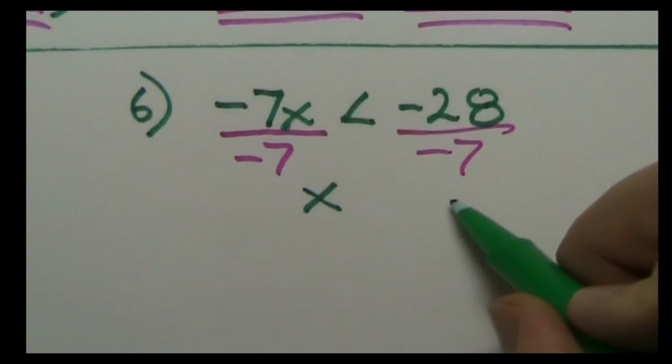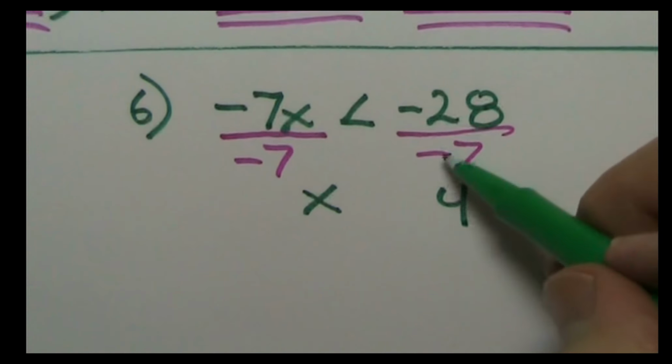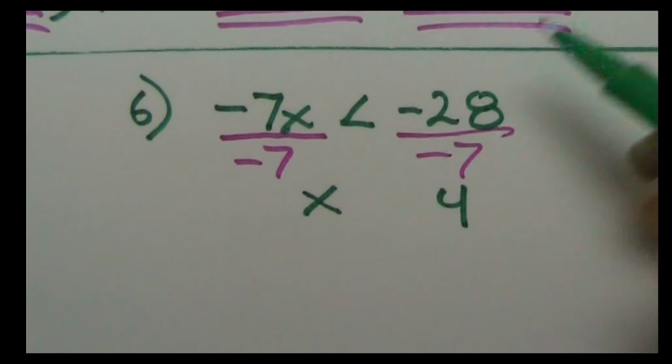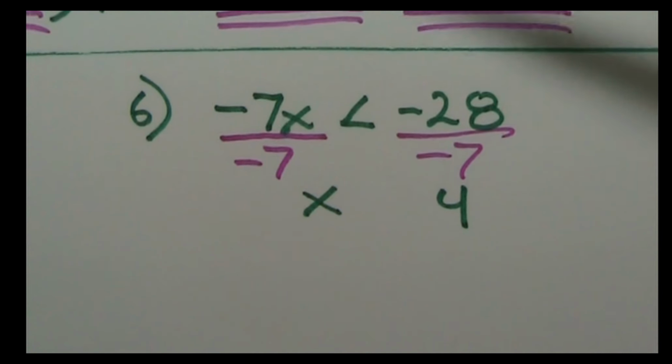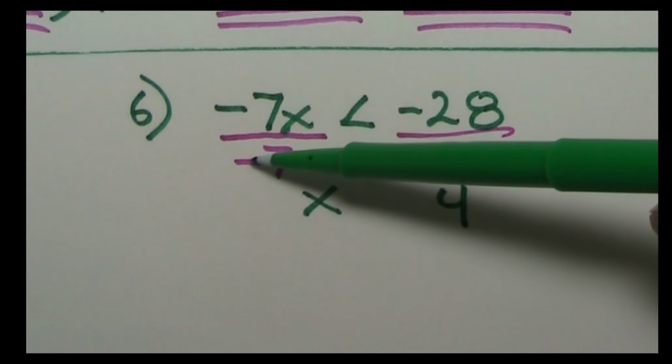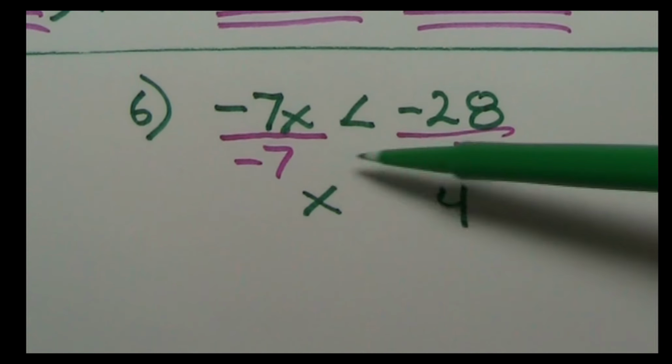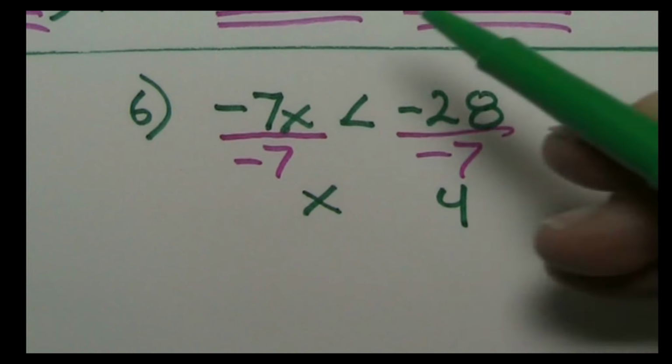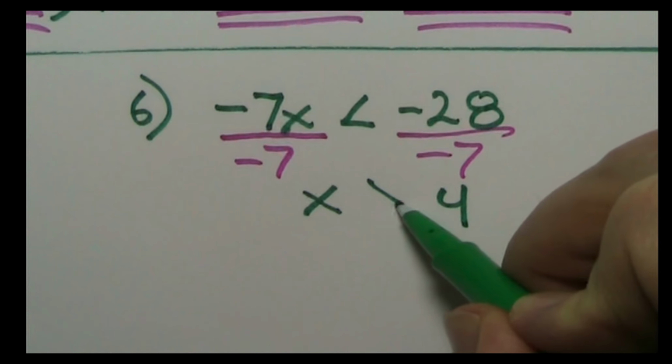And 7 goes into 28 4 times. Only this time the negatives cancel. The question is now, do I need to reverse the arrow? Let's see, I'm dividing by a negative on both sides. See that? I'm putting -7, -7. So yes, I'm going to have to reverse the arrow.